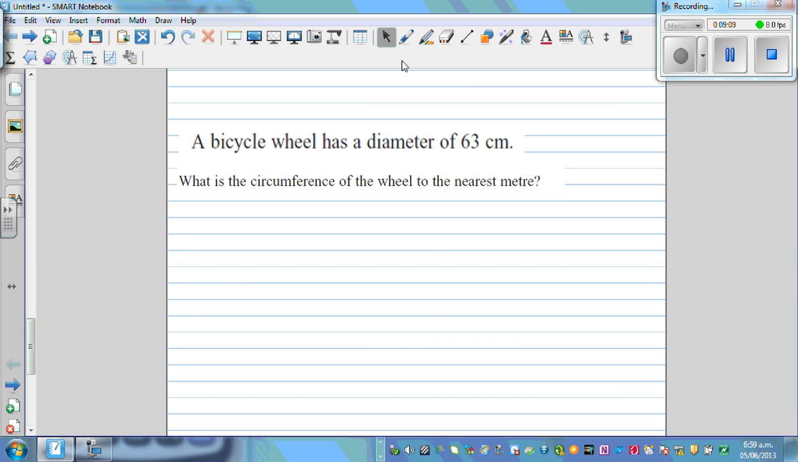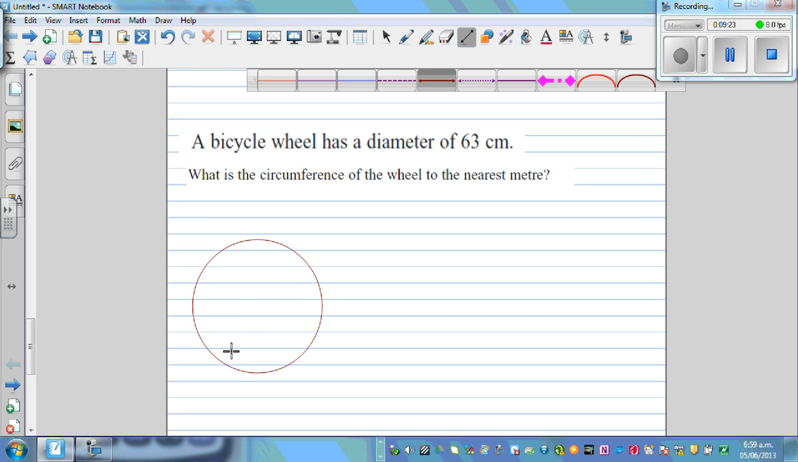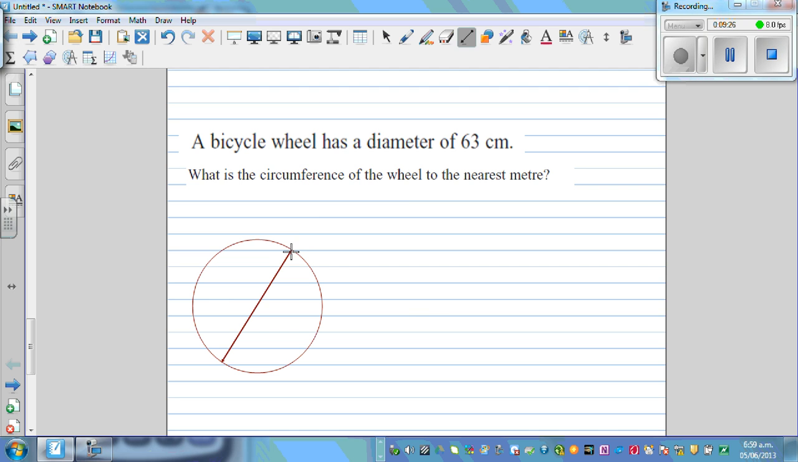Okay, and one more question. This is a word problem. A bicycle wheel has a diameter of 63 centimeters. Let me draw a circle. So this is a circle and you've got a diameter. Say this is the center, and this is the diameter. So the diameter is 63 centimeters. What's the circumference of the wheel to the nearest meter?